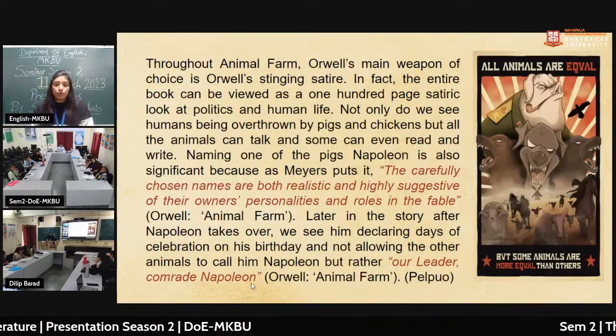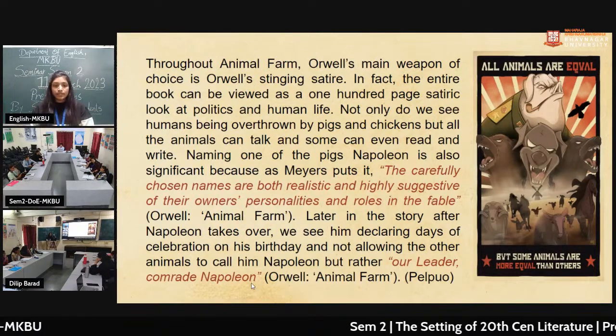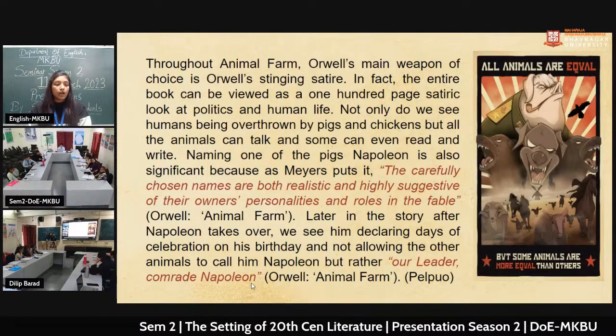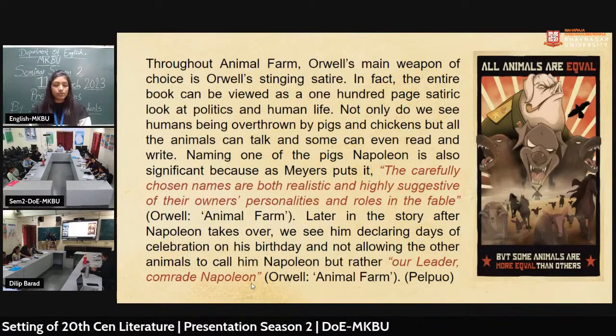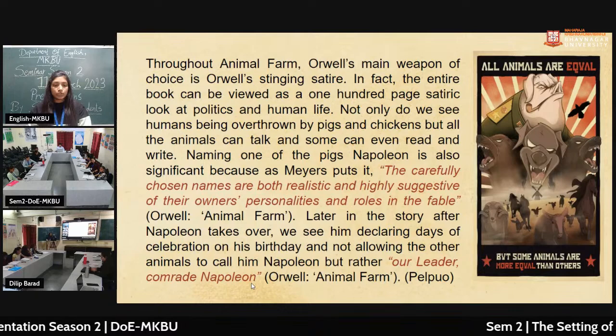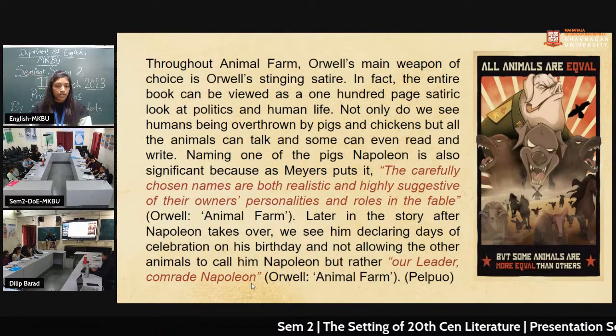Throughout Animal Farm, Orwell's main weapon of choice is striking satire. In fact, the entire book can be viewed as a 100-page satiric look at politics and human life. Not only do we see human beings overthrown by pigs and chickens, but all the animals can talk and some can even read and write.